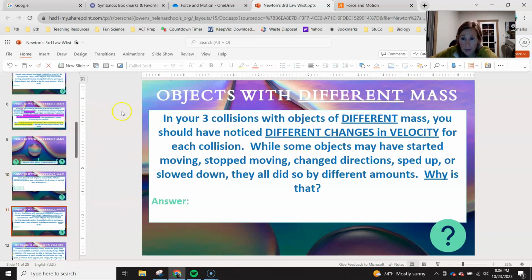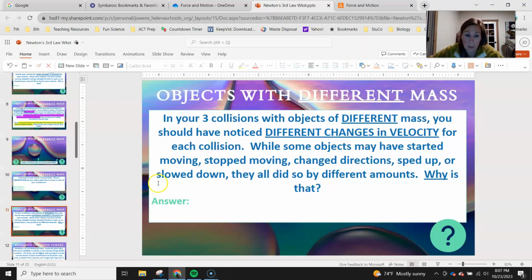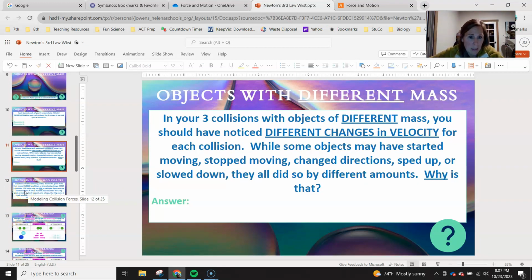Okay, in your 3 collisions with objects of different mass, you should have noticed different changes in velocity for each collision. While some objects may have started moving, stopped moving, changed direction, sped up, or slowed down, they all did so by different amounts. Why is that? So what we saw in the first sim part of the activity is when they have the same mass, we saw the same change in velocity in our analyze. So we saw the same number here and here, versus right now we're looking at different masses, so we have a really significant change in velocity for these 2 objects. So why is that? What's different about these 2 and how might that contribute?